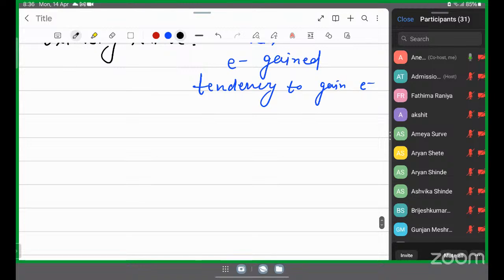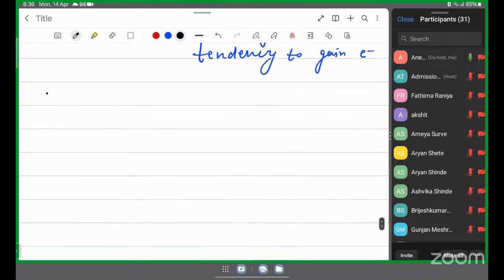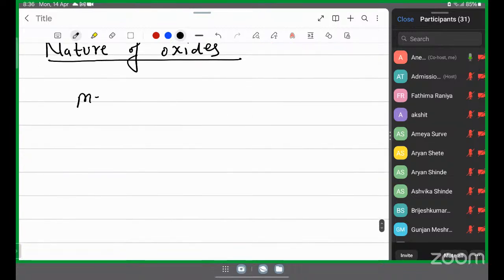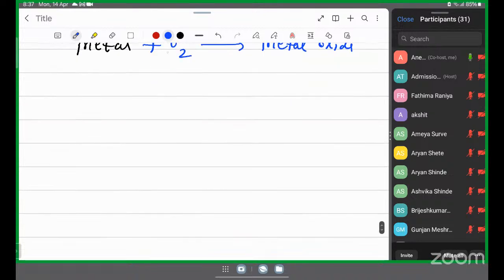Now we are left with the nature of oxides. If we have a metal and it is treated with oxygen, it will form a metal oxide. So we are interested in the nature of metal oxide.